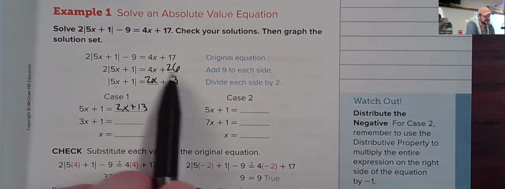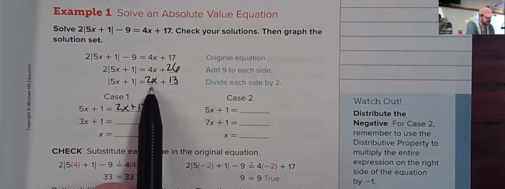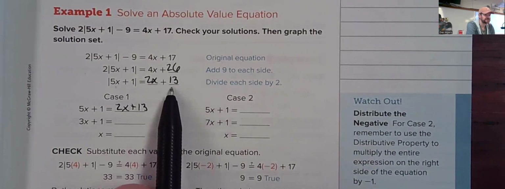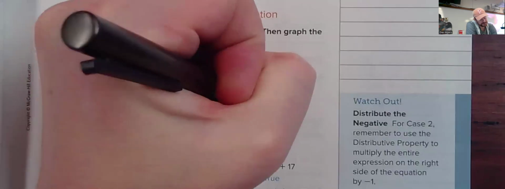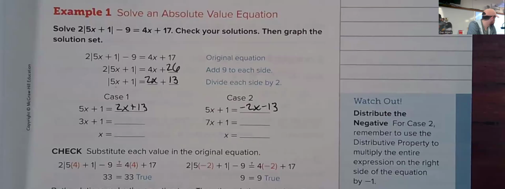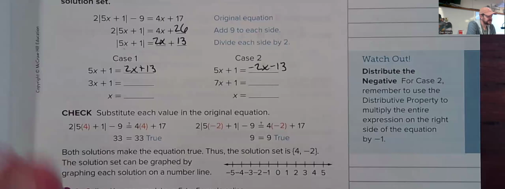So the opposite of this means we're going to take the opposite of everything, negative here and negative here, not just the negative 2x, negative 2x minus 13. Everything changes to its opposite. If it's just a single value, you change it to its opposite. If it's multiple values, everything gets changed to their opposites. Any questions so far?